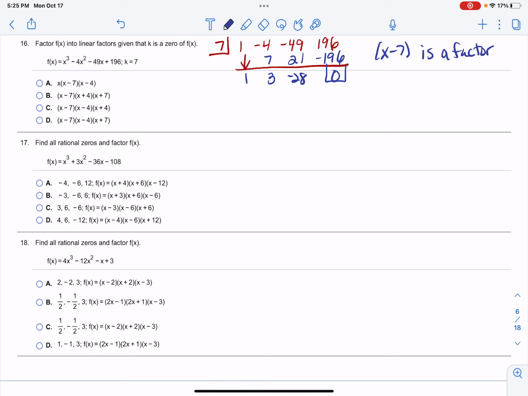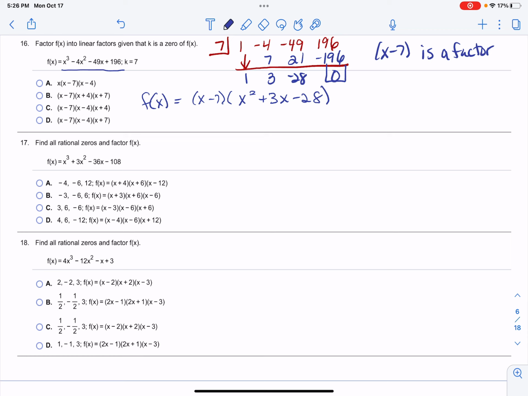So you can factor this original polynomial, which was an x to the third. You can write it as an x minus 7 factored out with what's left over under the line for synthetic division. Since this was an x to the third and we factored out an x, we're going to have x to the second plus 3x minus 28. That is the one factorization of that polynomial.